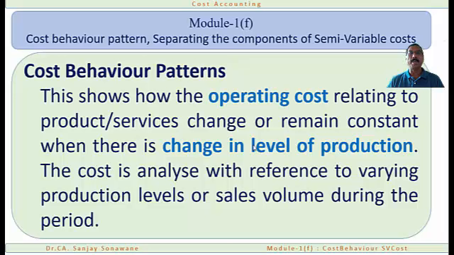The cost behavior pattern shows how the operating costs relating to the product or services change or remain constant when there is a change in the level of production. So we are going to study the pattern of how the cost changes, or whether it remains the same, with reference to change in the level of production. The cost is analyzed with reference to varying production level or sales volume during the period.